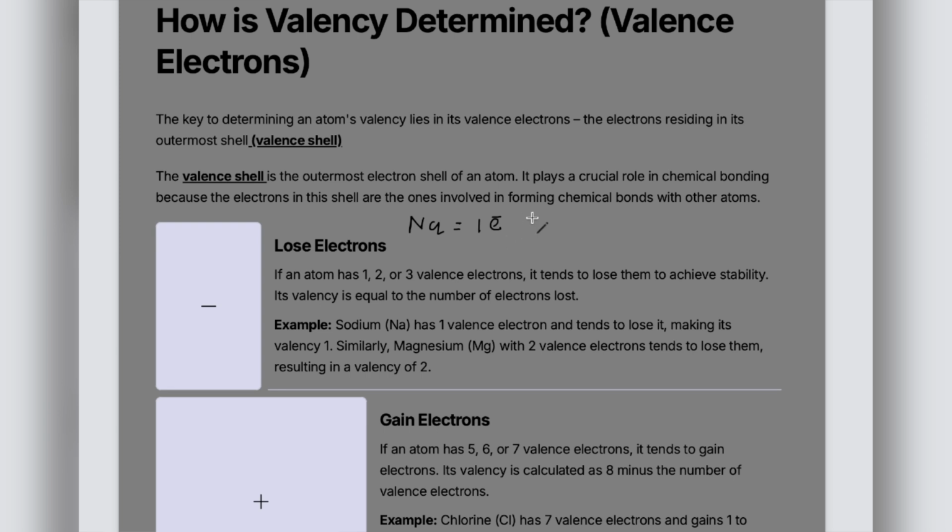If we take the example of magnesium, its atomic number is 12. So according to the noble gas electronic configuration, its electronic configuration will be 2, 8, 2. So there are 2 electrons in its valence shell. It tends to lose all 2 electrons to gain stability. So its valency will be 2.